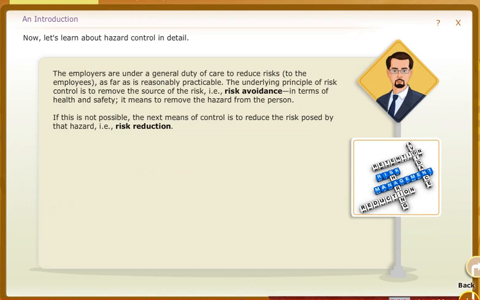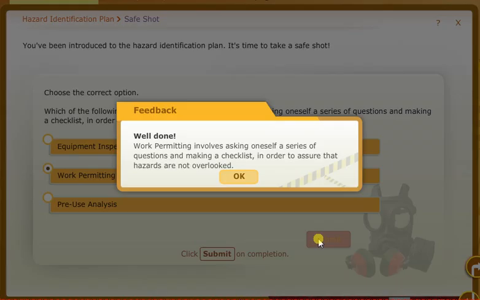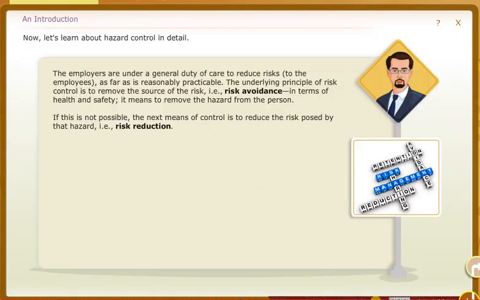Now, let's learn about hazard. You've been introduced to the hazard identification. Well done. Now, let's learn about hazard control in detail.